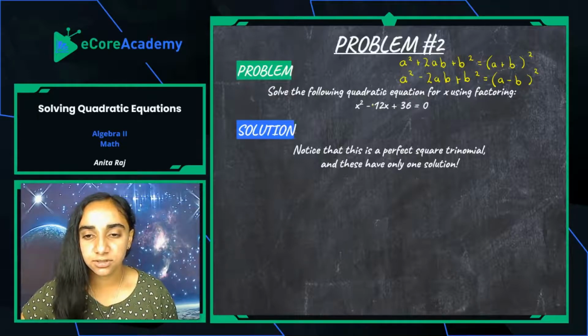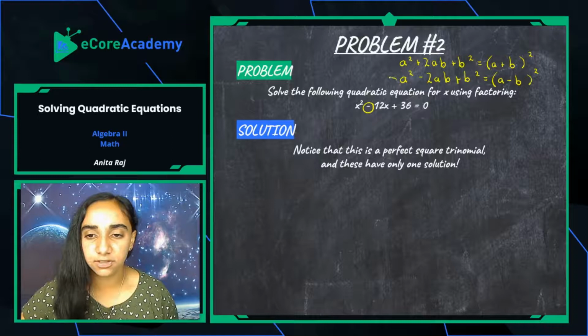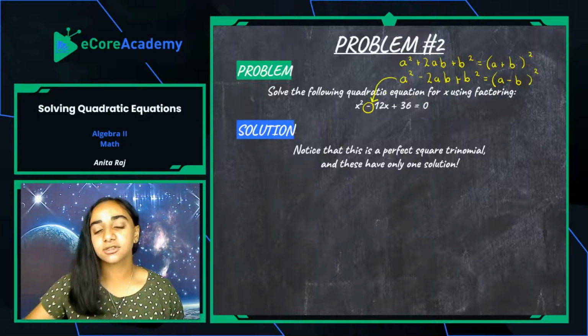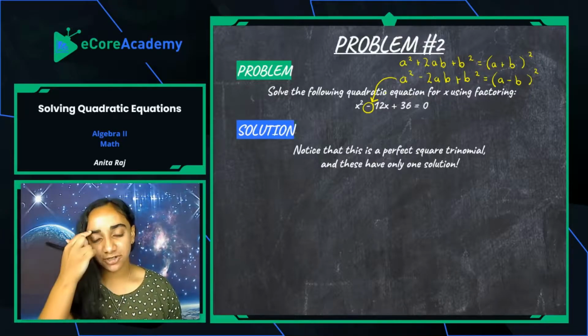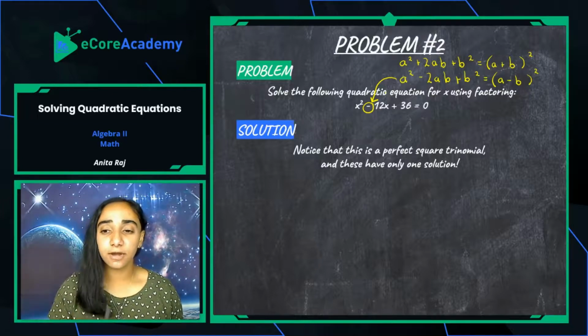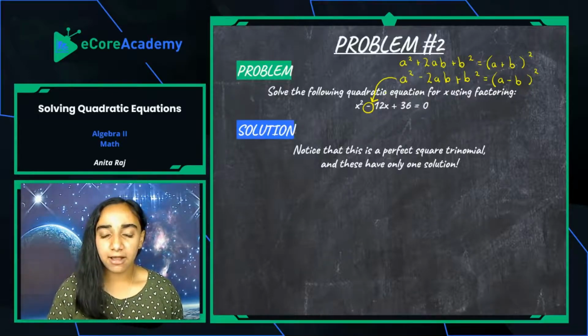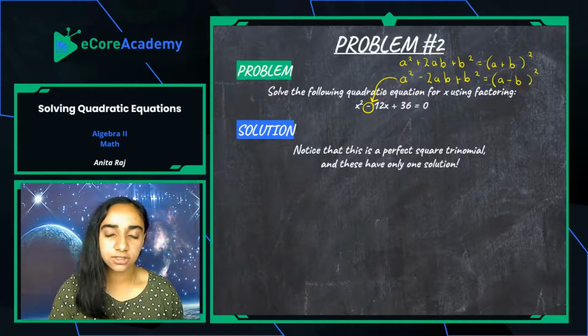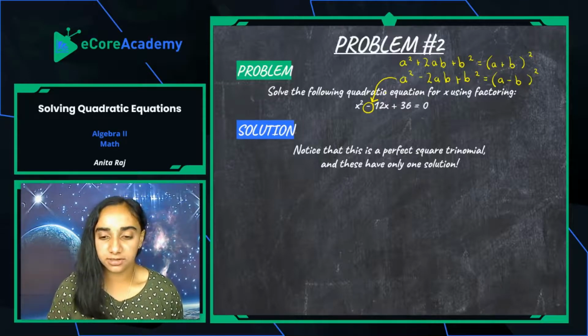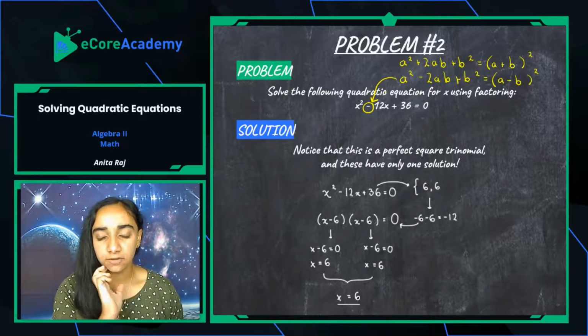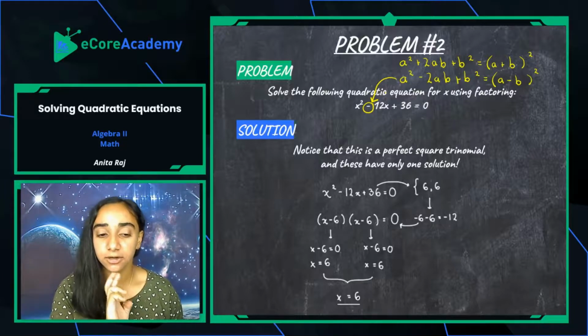As you can see, because there's a negative sign right here, this is what we're going to be using. So hopefully you notice that this is a perfect square trinomial, and I just want to give you a heads up right now that these only have one solution. And as we factor this, I'll show you how that works and why that is. So here's the solution already pre-written. If you want, please take a second to copy that down, and I'll continue on.